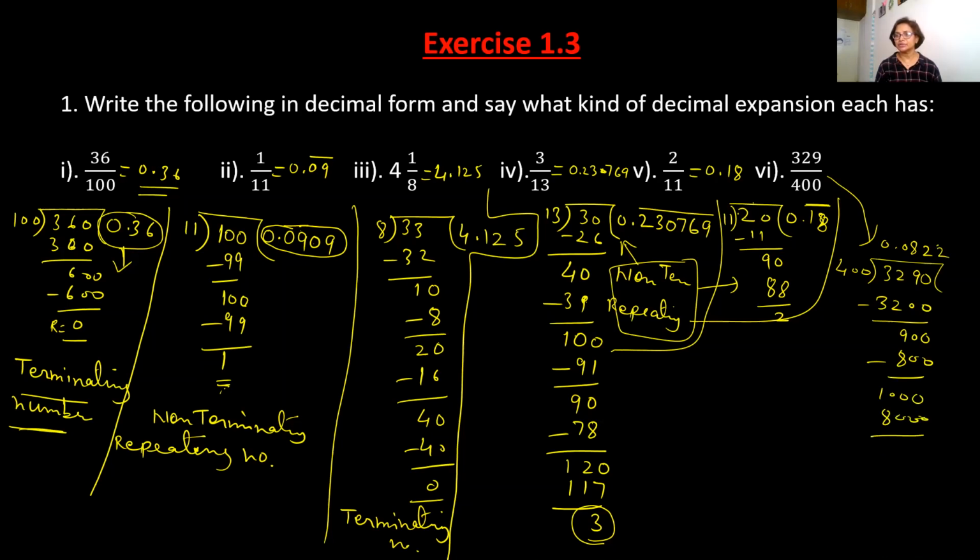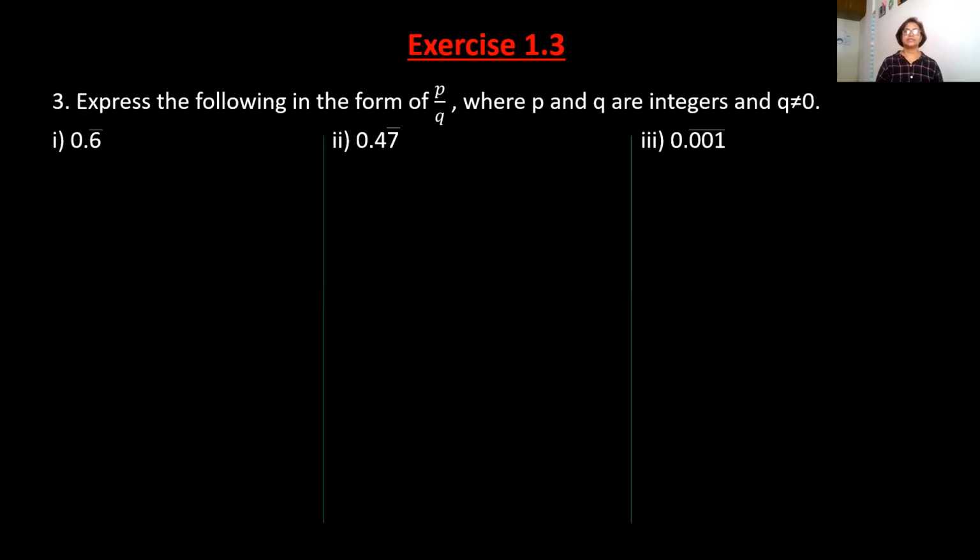Then you are sorry, this is 800, not 8000. Then again you are getting 200, and if you are increasing 10, you will divide this. 5s are 400, 5s are 2000, and you are getting remainder value 0. So this is a terminating number. Okay, so this question has been solved. Now we'll go for the next slide.